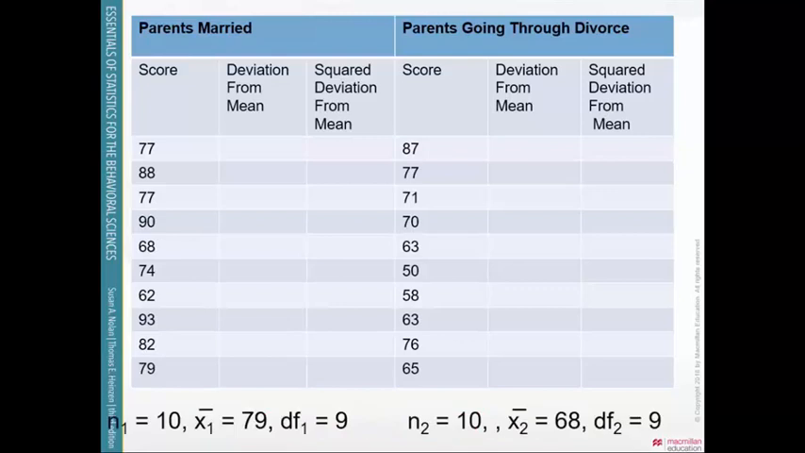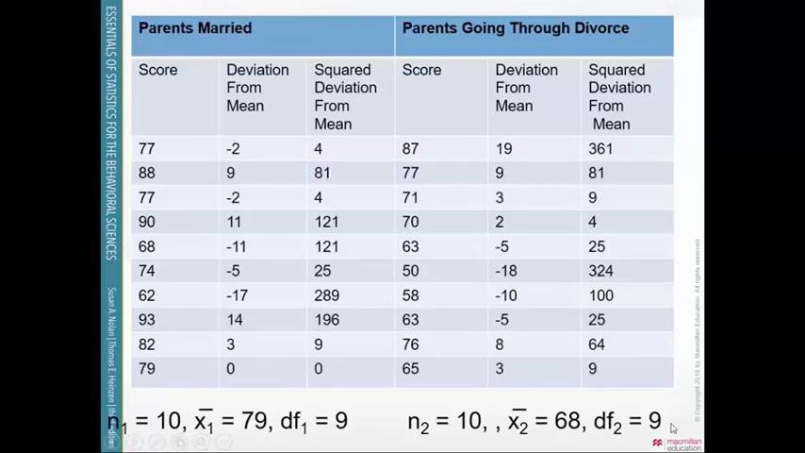And here we go. We've got 10 people in group 1. The mean was 79, and degrees of freedom here is 9. For parents going through divorce, again, we have 10 people in our sample. The mean here is 68, so the mean physical health score for children whose parents are going through divorce is 68. And degrees of freedom, again, is 9, which is 10 participants minus 1.